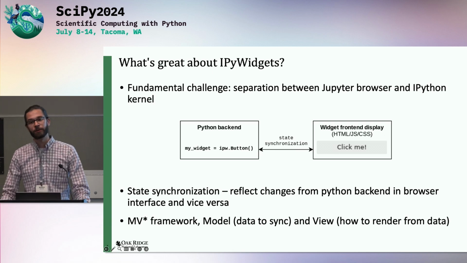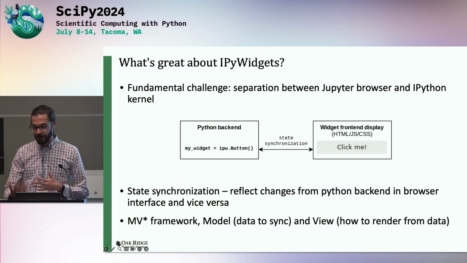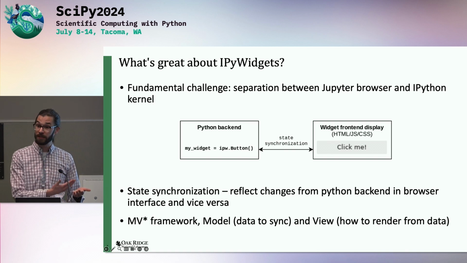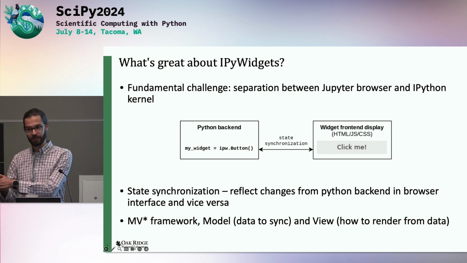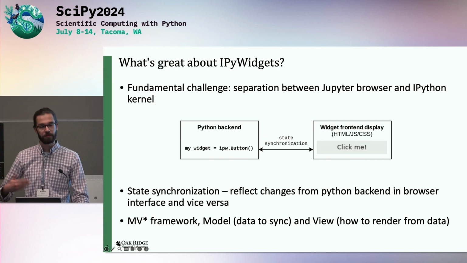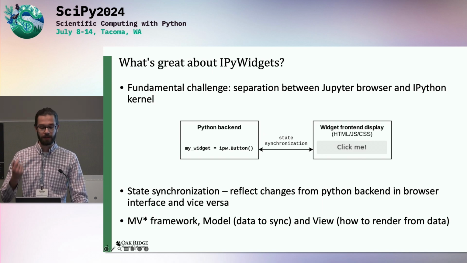More specifically, it's doing this through a form of state synchronization. Essentially, you can have variables and data in your Python backend, and anytime a change is made to one of those variables, that can be automatically synchronized to an equivalent variable in the front end, and then vice versa. So you could think of the value that a slider is at as being transferred between the two sides.